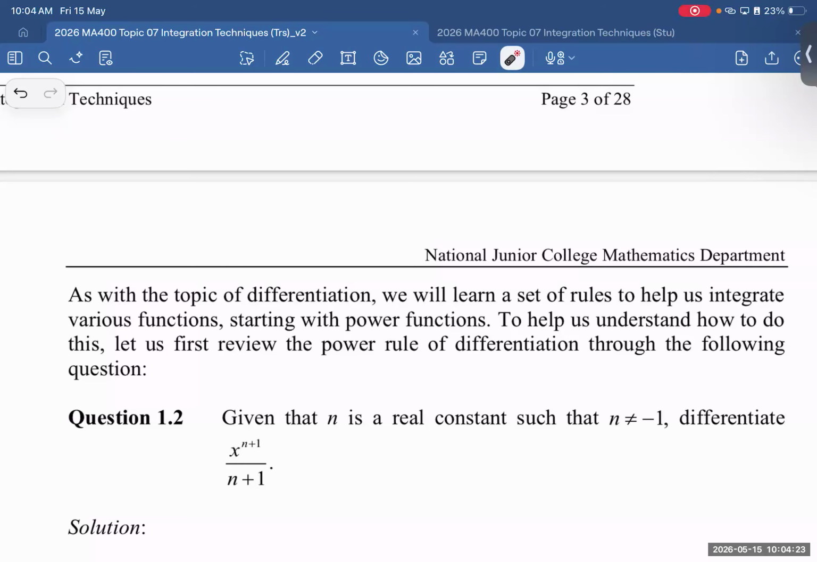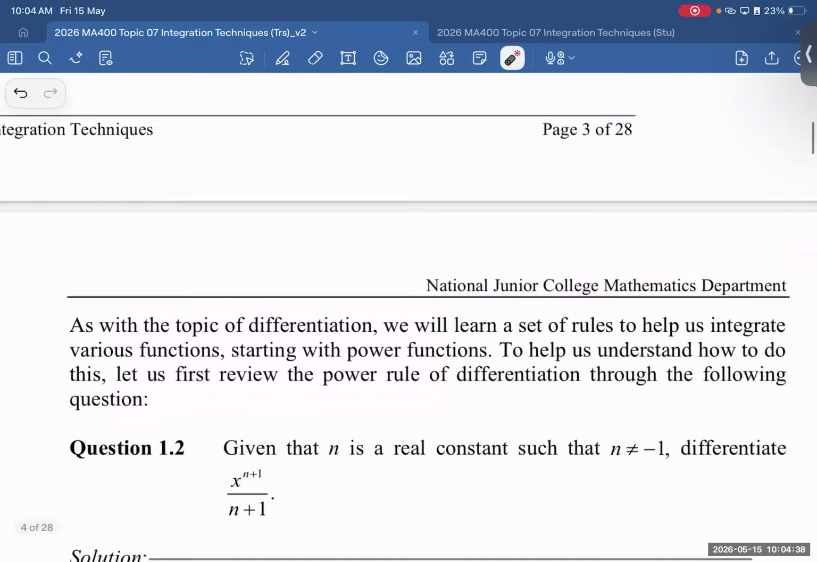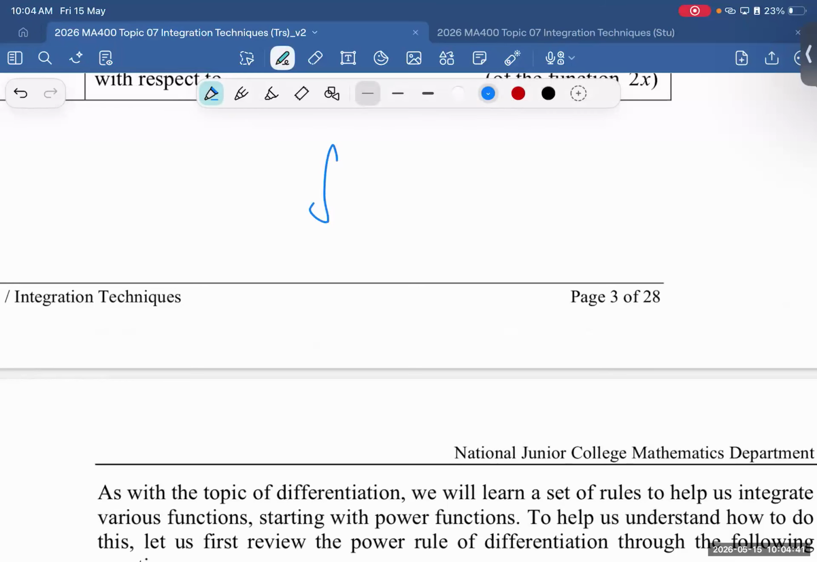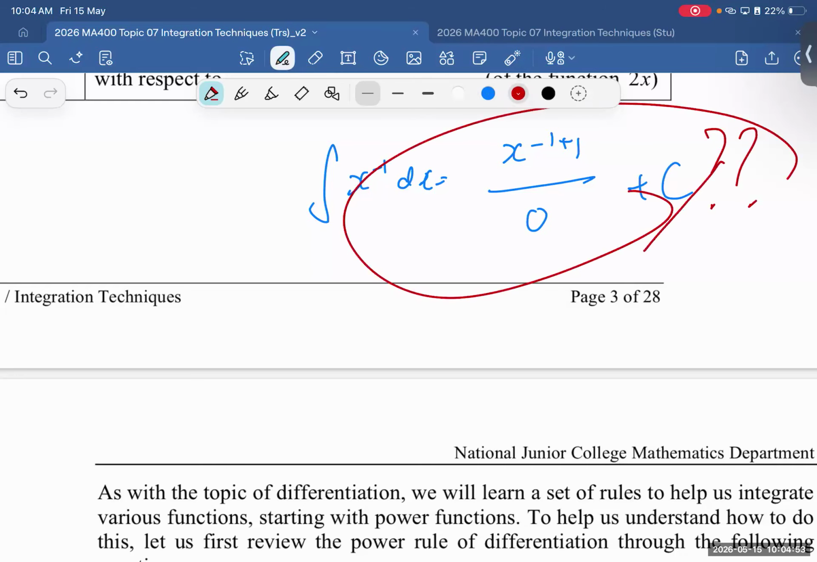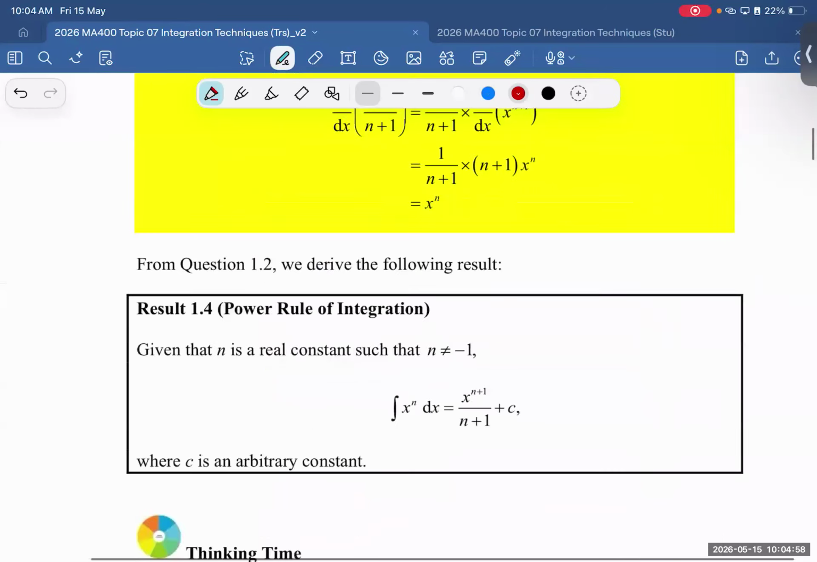Charlie, integrate x to the power 100. Okay, what if I want to integrate x to the power of -1? By right, it's x to the power of -1 plus 1 over 0, right? Can or not? Cannot, right? Doesn't work. So that's why you see the formula, it will tell you that n cannot be -1.